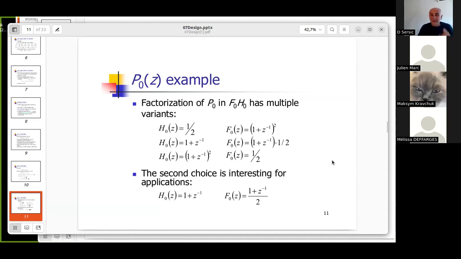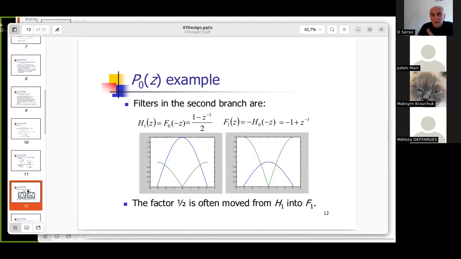The aliasing cancellation, right? Exactly. So you have that cross relation between the filters. F0 will actually determine H1, and H0 will determine F1, and the coefficients must be the same, 1, 1, 1/2, 1/2, with alternating signs. So the final result looks like this.